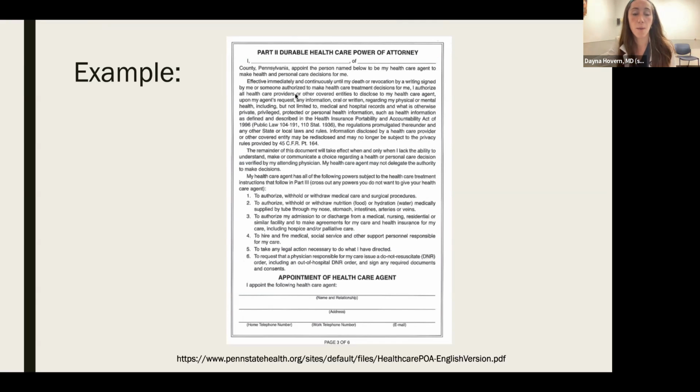So kind of at the top, you list your name, your county. This looks like it has some legal mumbo jumbo that says ultimately that your healthcare agent is the person that will make decisions moving forward for you. And then you put down who you would want that person to be and their information here.